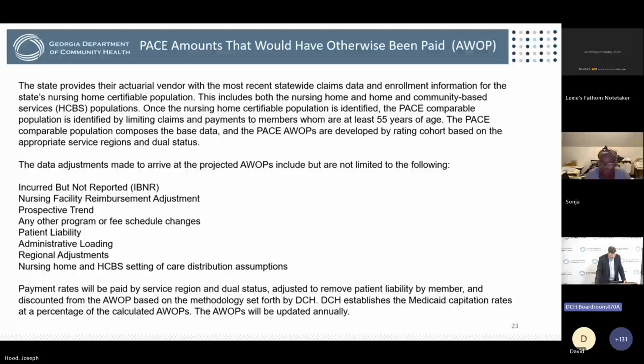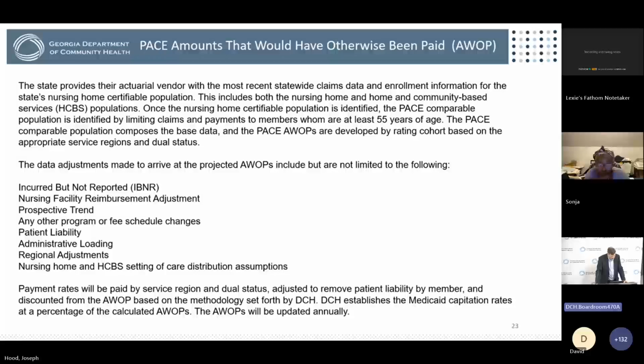The PACE AWOPs are then developed by the rating cohort based upon the appropriate service regions and dual status. So you'll see this a little bit later in the slide. We have our regions established, and it does vary by region depending upon what the actuarial claims data shows on that basis. And what we've done is we've matched it to our care management organization regions for rate setting, so it's consistent with what we're doing there from the actuarial standpoint.